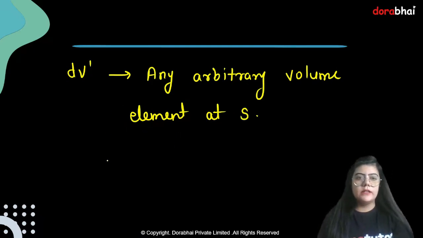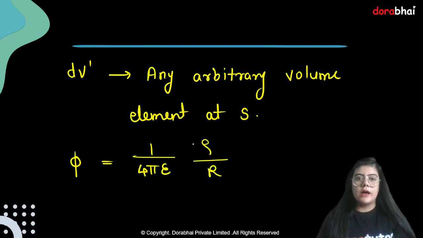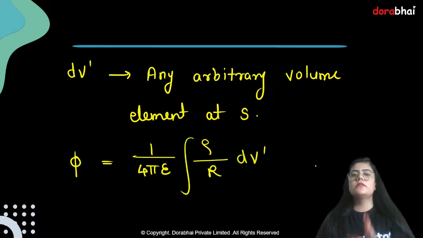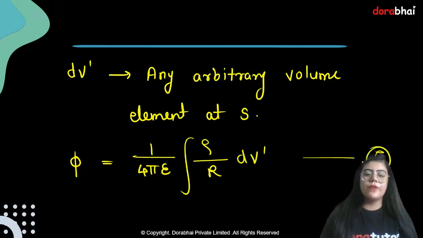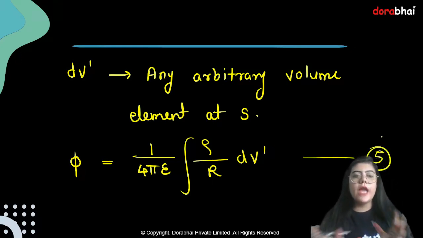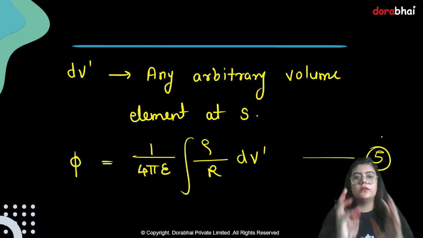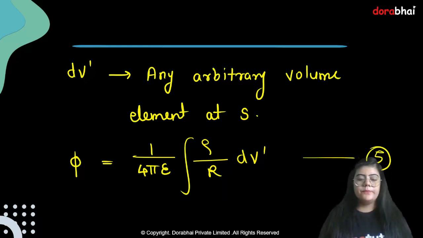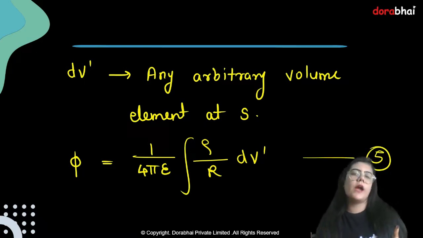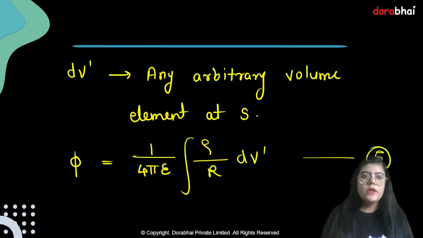So we can write it down as phi is equal to 1 upon 4 pi epsilon, rho upon r, integration dv dash. This is how we can write it down. Let's consider this equation as equation 5. So here we have taken the current density. From here we have to calculate the current density.